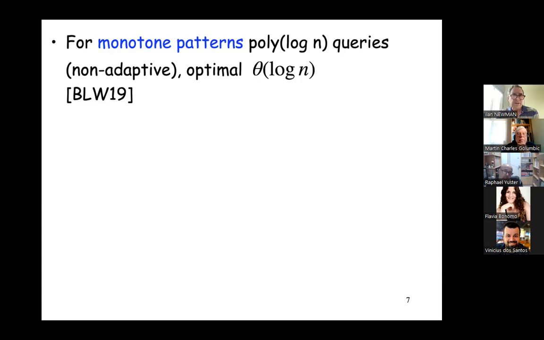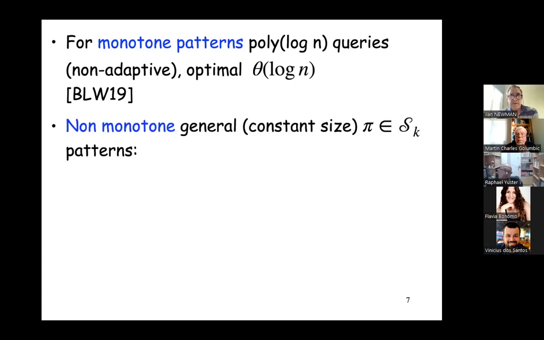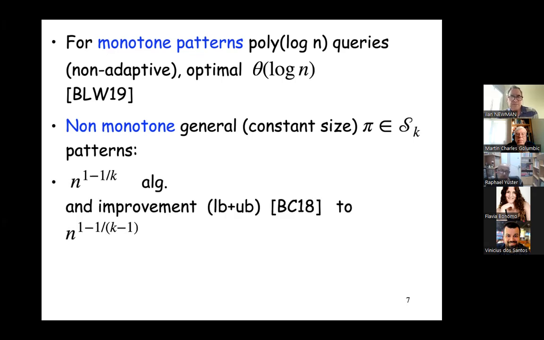That's a recent result by Ben Eliezer, Letzer, and Weigarten from 2019. It was already done in the original 2019 paper that I quoted before, but not with log n, but rather polylog, and it was improved in several papers. And for non-monotone general constant size patterns, this is our concern right now.